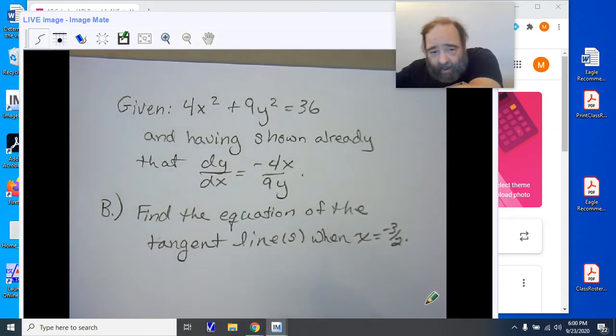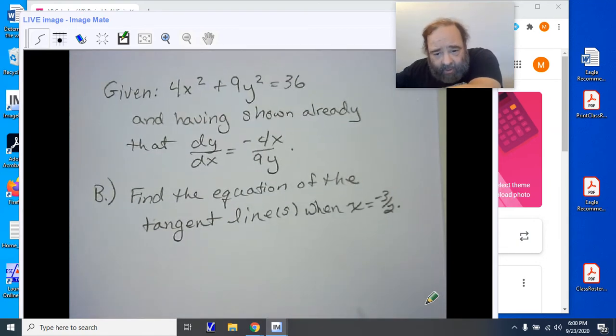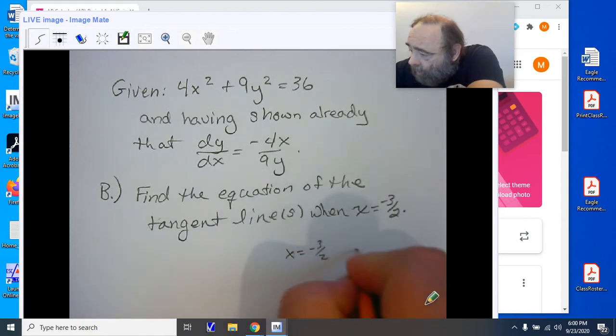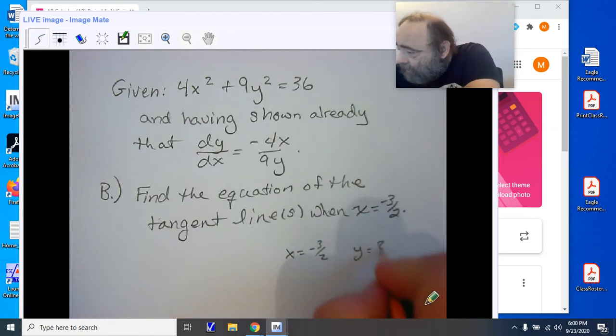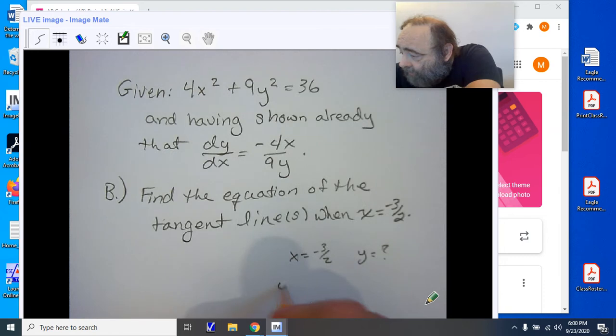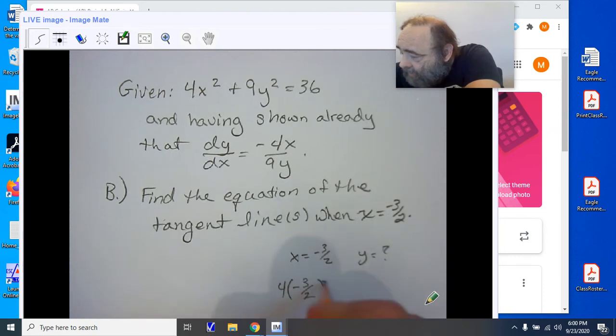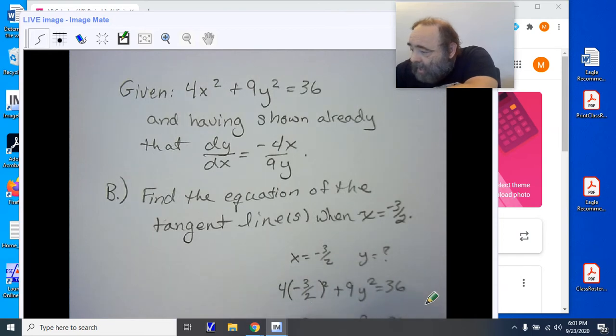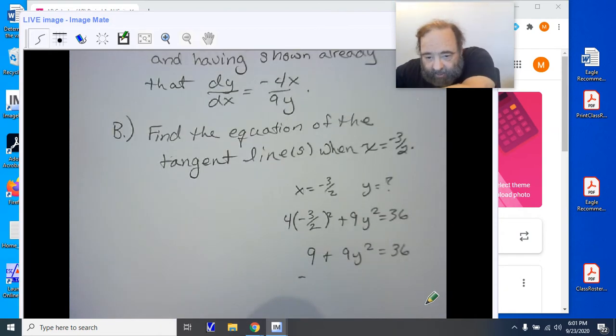We're going to start by thinking about a plan. If I am given my equation and I have an x, it only makes sense to plug in my x. So I'm going to take x equals -3/2, and solve for y. Here we go. If I have my equation 4 times (-3/2) squared plus 9y squared equals 36, this is going to give me 9/4 times 4, the 4's are going to reduce, leaving me with 9 plus 9y squared equaling 36.